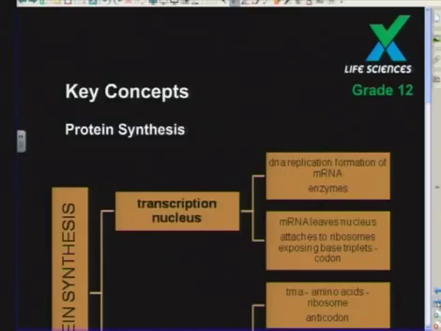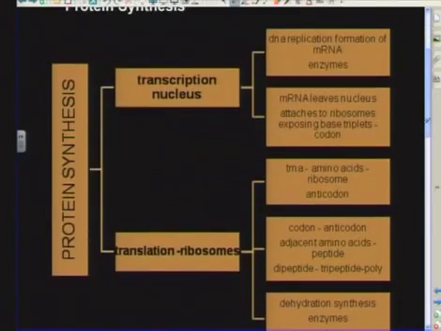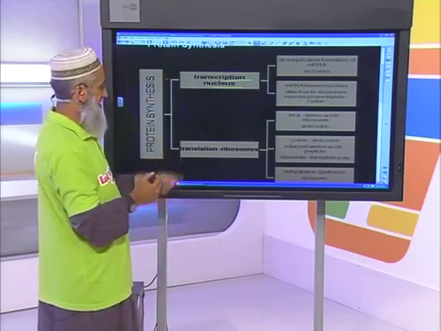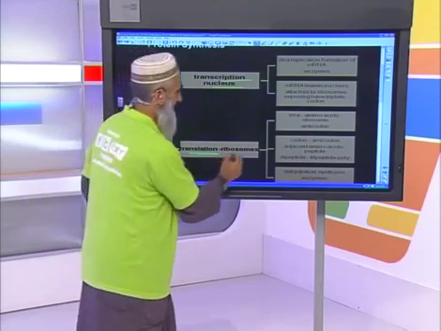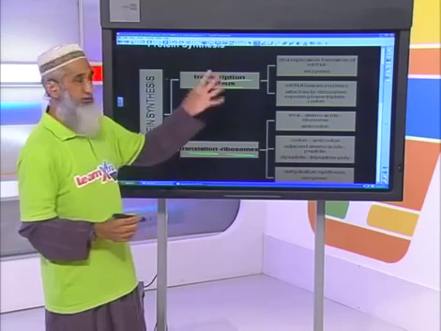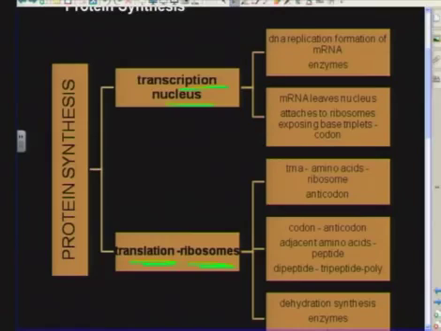Now, when we're looking at this section on protein synthesis, we break it up into two areas. The first process is transcription. Where does it happen? In the nucleus. The second process is translation, taking place in the ribosomes. Let's look at each of these in summary form quickly.